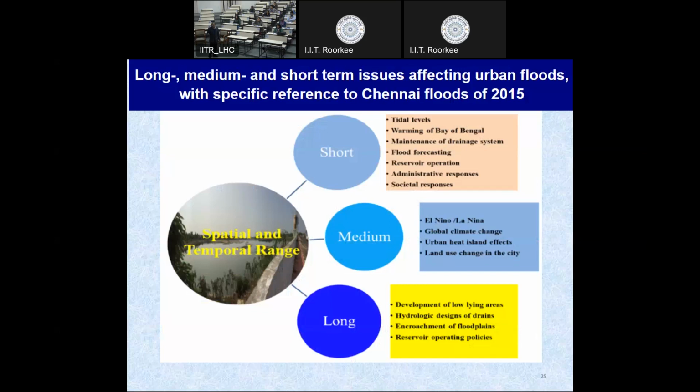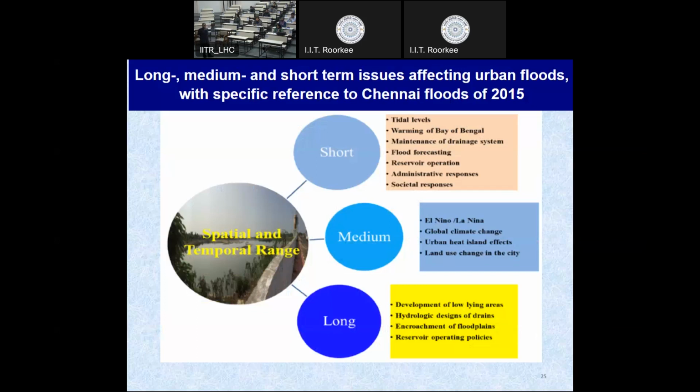Particularly for this city of Chennai, in the short term, we have to be careful about tidal levels and warming of the Bay of Bengal, which is likely to cause more intense rainfall. Then maintenance of the drainage system is very much essential. We just saw the picture, this was in fact from Chennai. Then we should develop procedures to forecast the flood. If we can predict in advance what kind of floods are likely to happen, then we can control or manage the floods better.